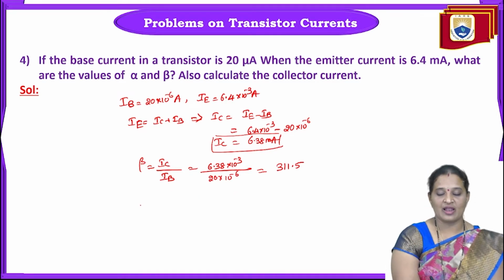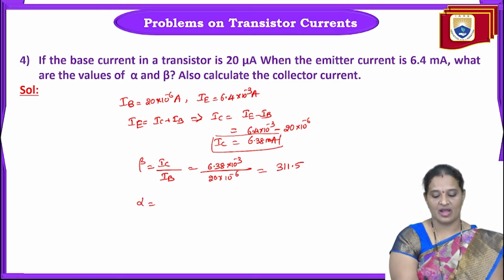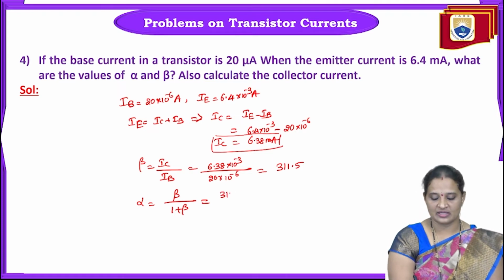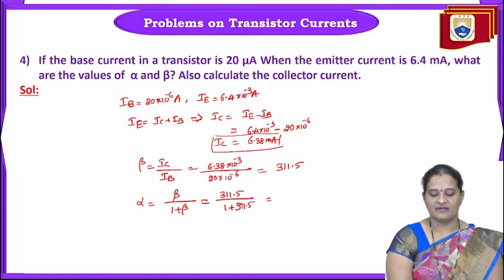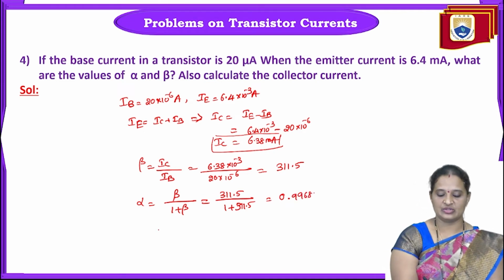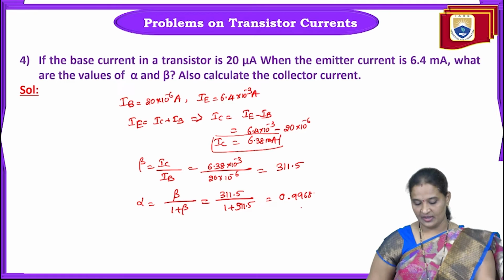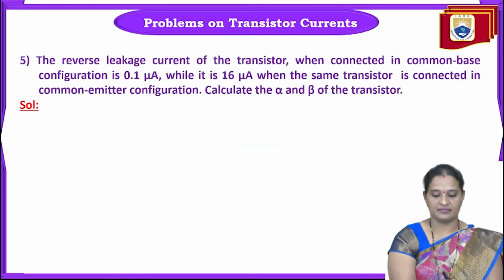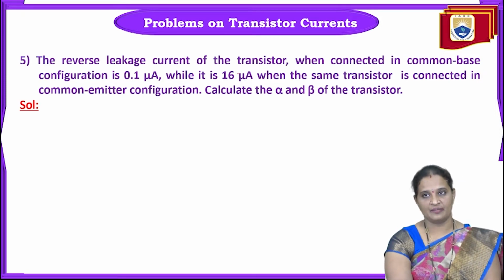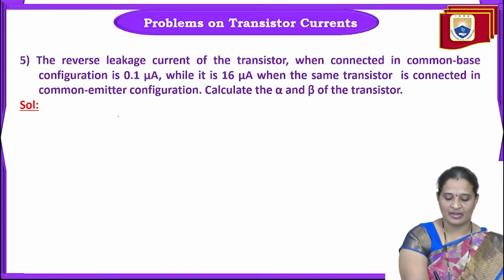Similarly, if I know the value of beta, I can easily calculate the value of alpha using the formula beta by 1 plus beta. The beta value is 311.5, so 311.5 divided by 1 plus 311.5. If I calculate this, I'll get the value of alpha as 0.9968. So this is the way of calculating alpha and beta and even emitter current and base current. Now let us take the fifth problem. The reverse leakage current of a transistor when connected in common base configuration is 0.1 microamperes.